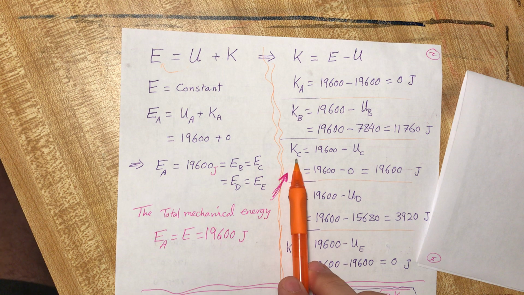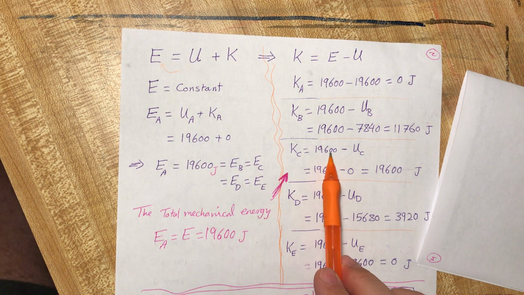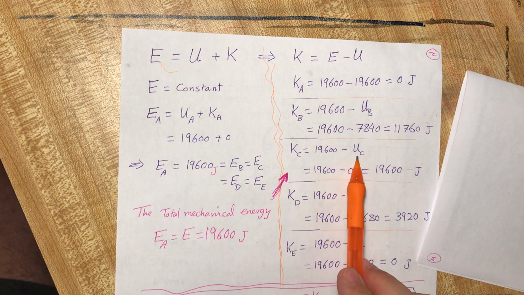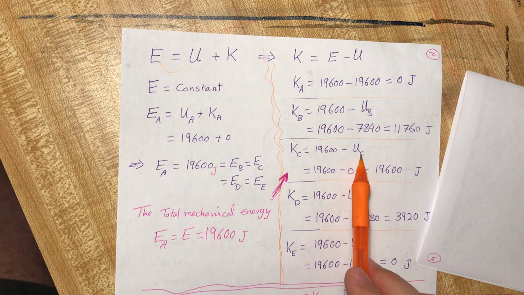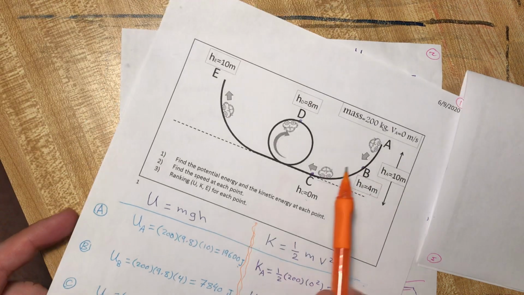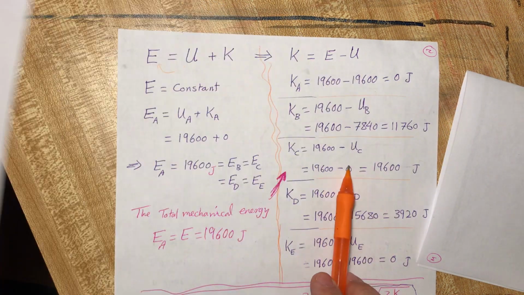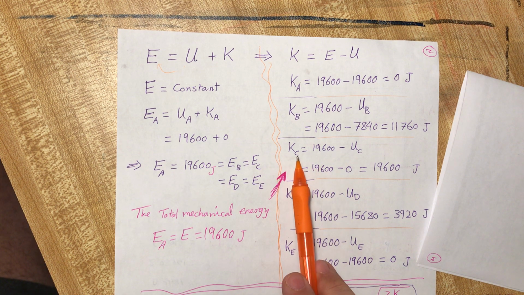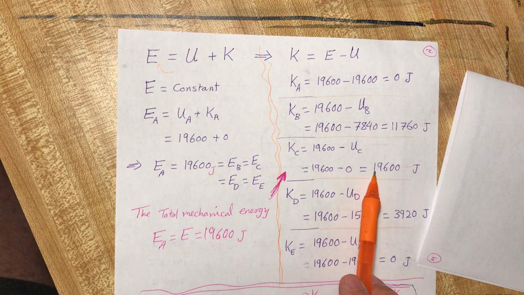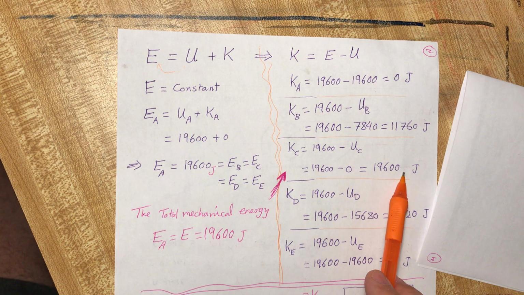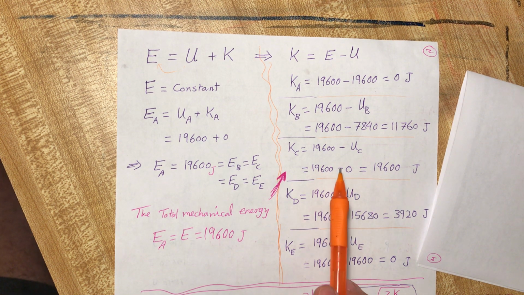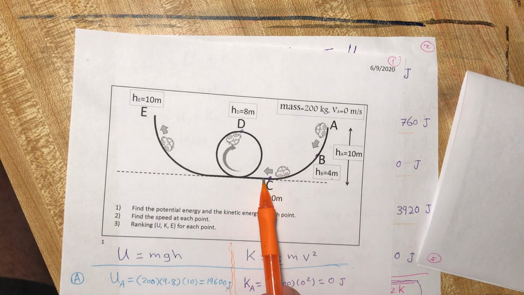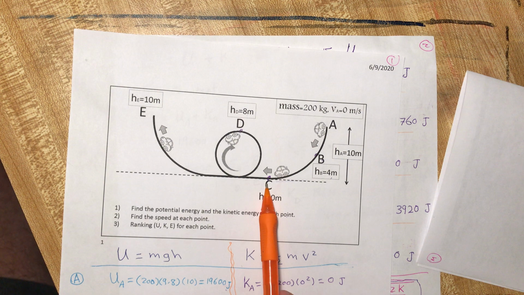Okay, the kinetic energy at point C is equal to the total mechanical energy, which is the same number, minus the potential energy at point C. The potential energy at point C now, the point C is at the 0 level. The potential energy is 0. Then the kinetic energy is equal to 19,600 joules. All of the mechanical energy is converted to kinetic energy at this point.